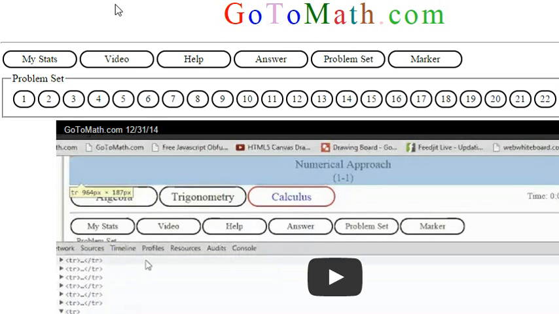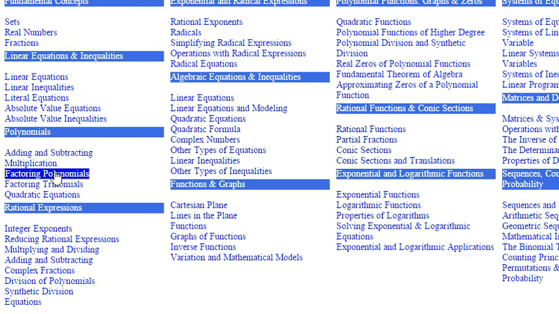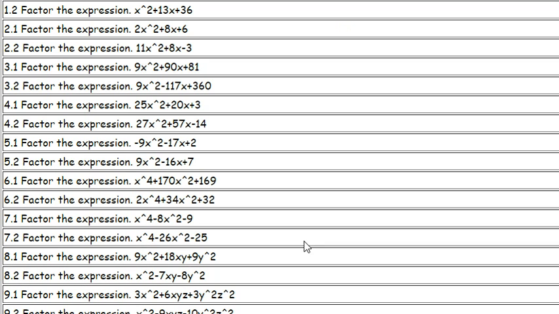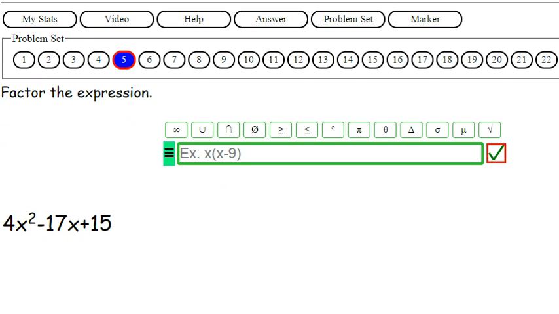Okay, we're over here at GoToMath.com. Click on the algebra. Let's go down to factoring trinomials. And we are looking at 5.2. Let me write that down, 5.2. So we have 4x squared minus 17x plus 15.